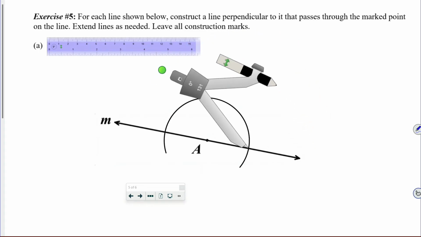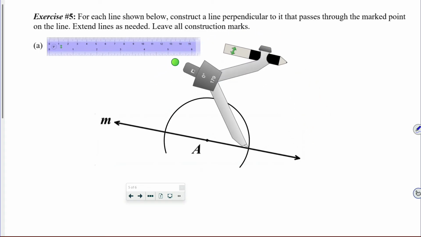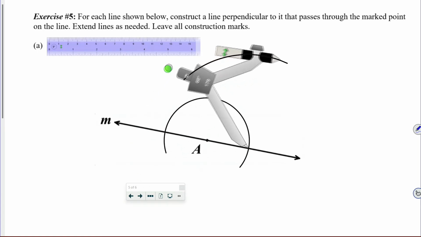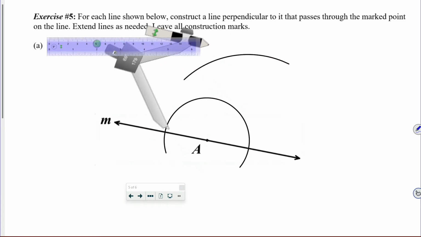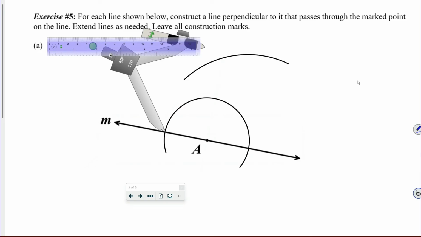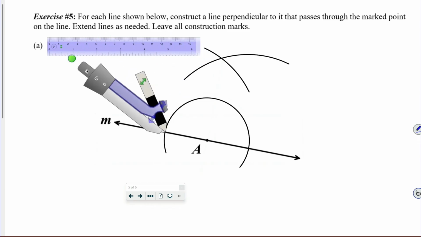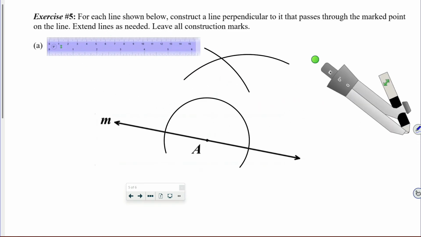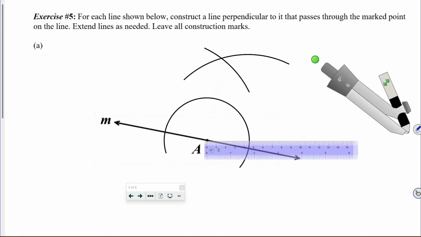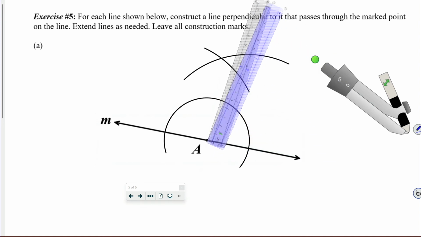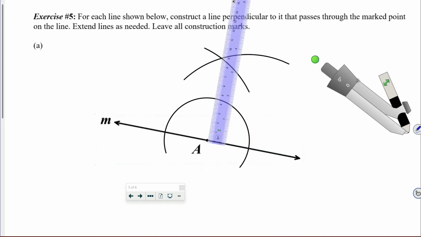Bring my compass up. I think I'm going to even have to make it lengthier than that. All right, get a nice arc. Bring the compass over here, same radius on that arc. All right, and I now have a point that I can connect with A that will bisect that 180-degree angle. The biggest difference here, I think, is I really want to draw a line that extends not just from point A through that point, but actually all the way down.